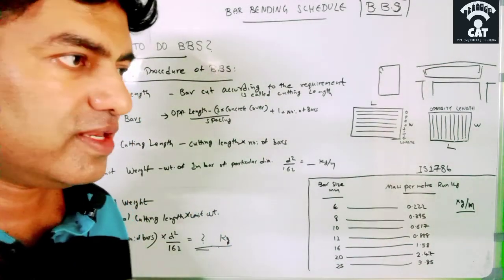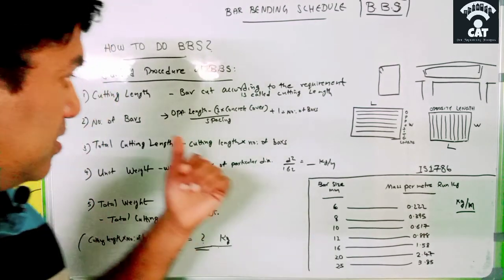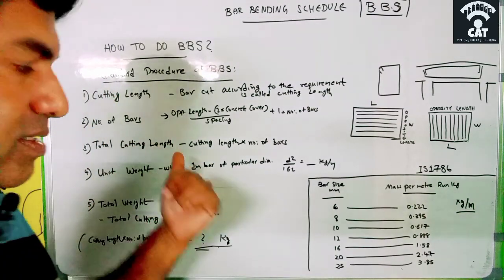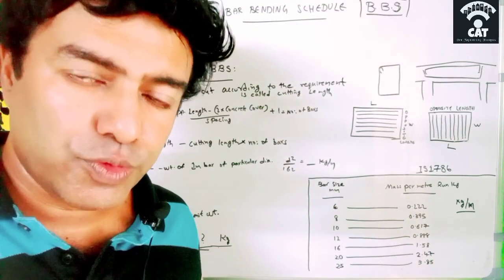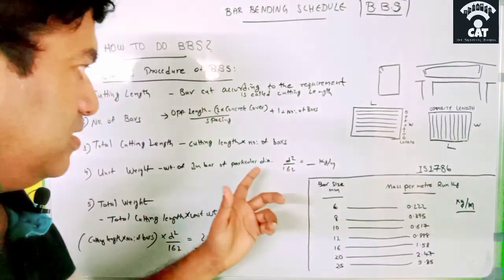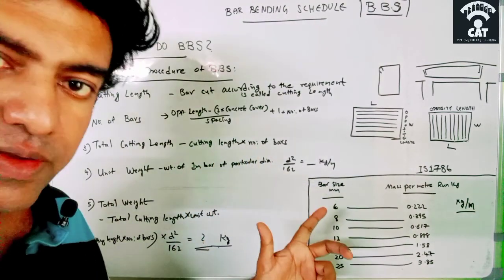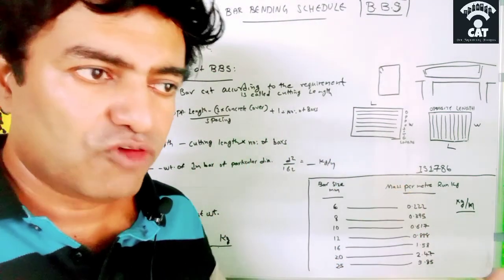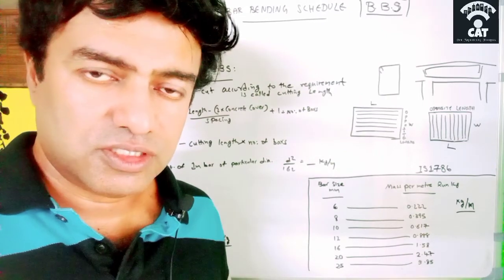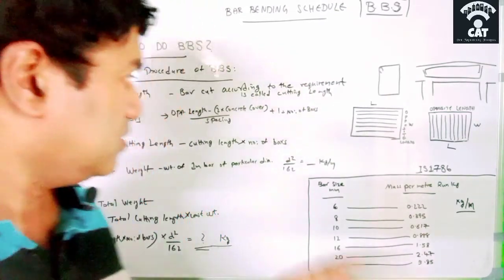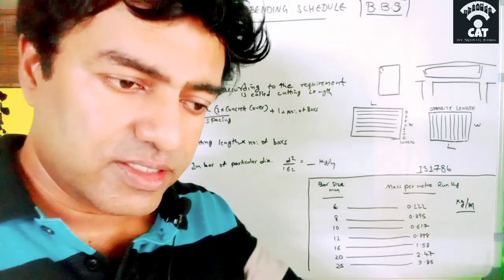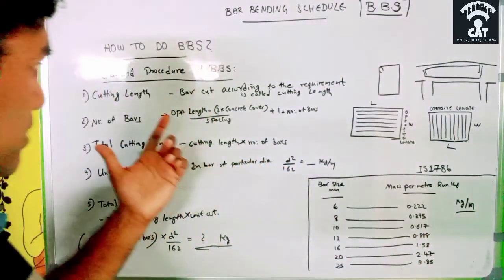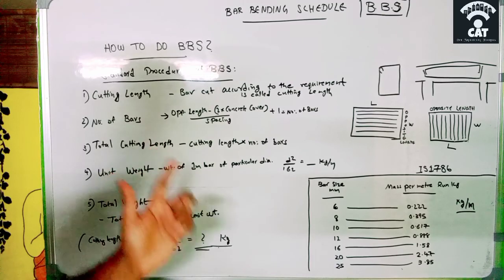So it's very easy to find out the third one, which is the total cutting length. Total cutting length is number of bars into the cutting length, or cutting length into number of bars, which will give you the total cutting length of that particular concrete structure. The total cutting length of the steel for a particular design structure we get from these two things, cutting length and number of bars.